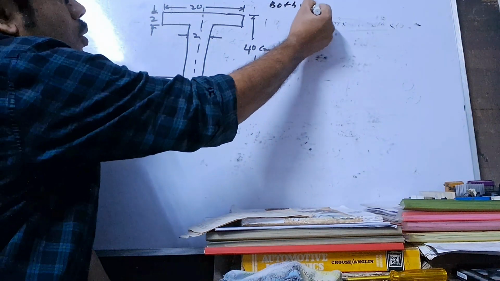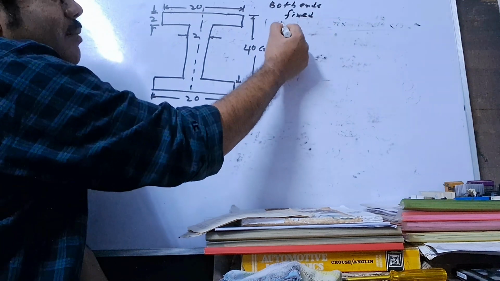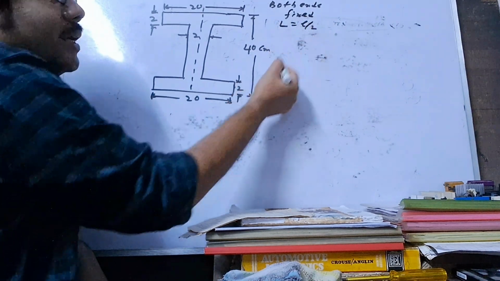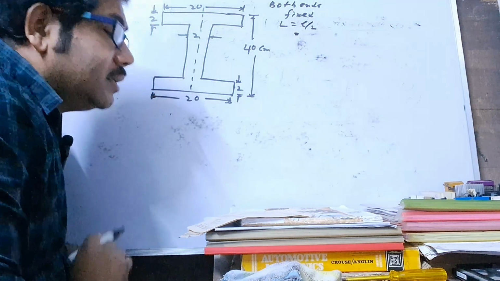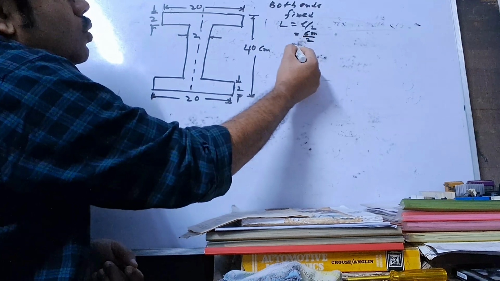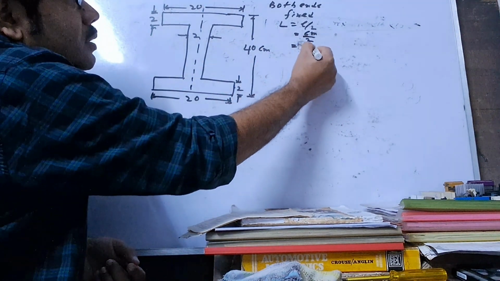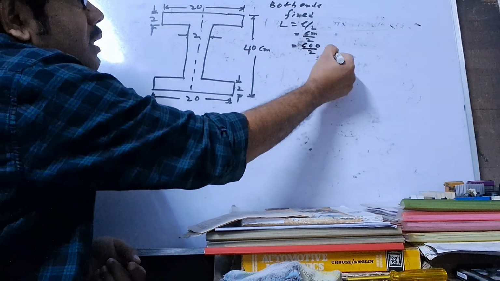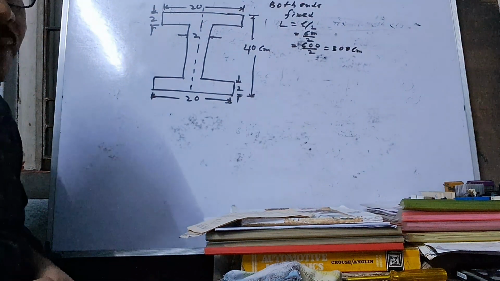Both ends fixed. That means capital L equal to small l by 2. We know that. And here the length is 6 meter, 6 meter by 2. And here all the dimensions are in centimeter. So this is 600 by 2. That means 300 centimeter, capital L, equivalent length.